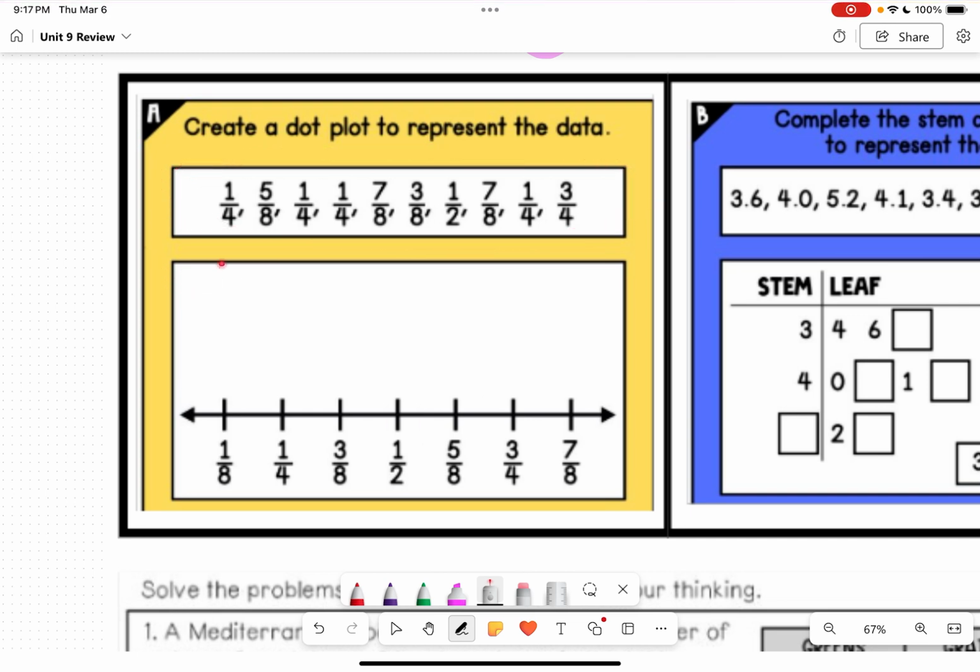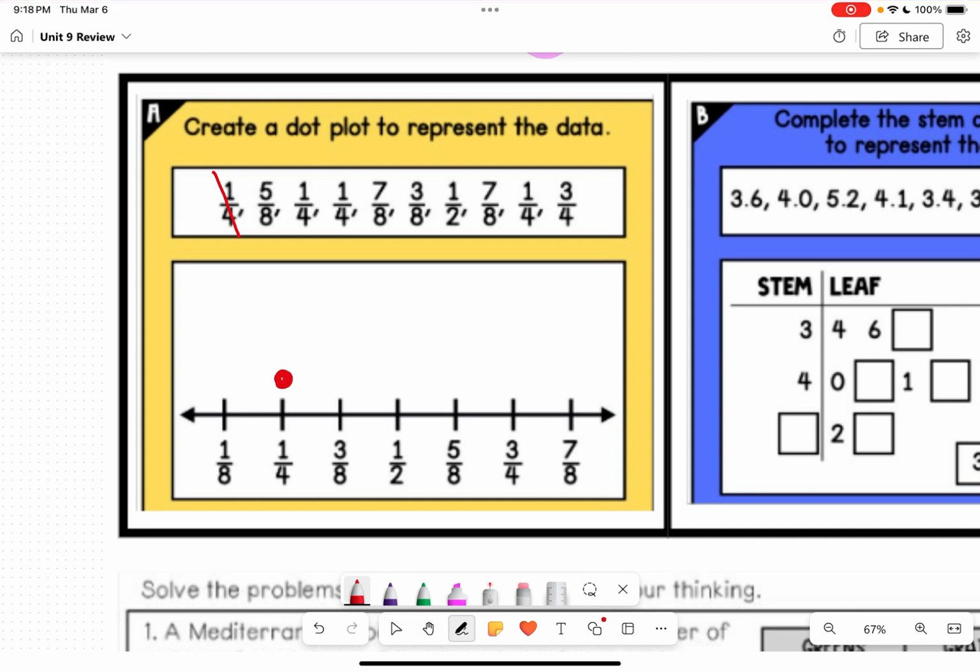We're going to read it one by one, and make sure we put a dot above each one that we read. For the first fraction, we have 1/4. We go to 1/4 on the number line, which is right here, and put a dot above that. I'm going to mark it out to show that we have already read it and put the data onto the dot plot.